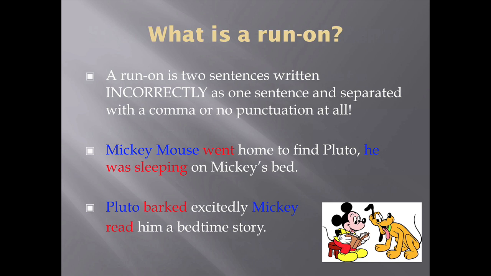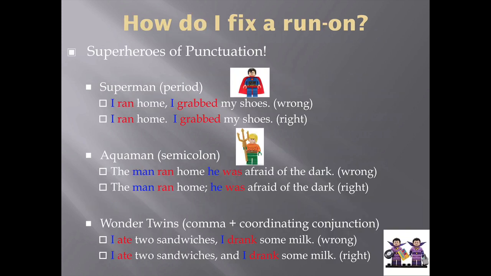"Pluto barked excitedly. Mickey read him a bedtime story." That doesn't work any better because if you go back up to the run-on definition, remember, a run-on is two sentences that you've tried to put together using either a comma or nothing. Neither one of those options is going to work to make this a sentence. It's always going to be a mistake. Okay, so how do I fix it?